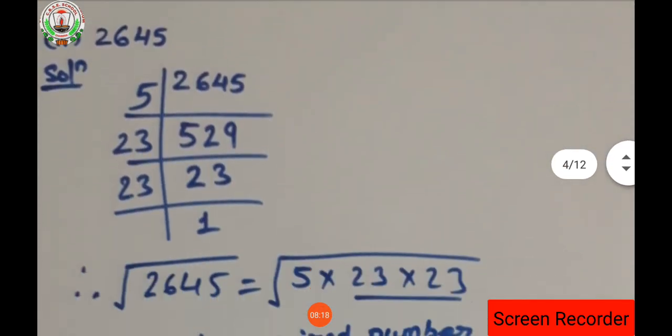So in the same way you have to see the fourth part. So what is the fourth part we are having? 2645. So 2645 is a number for which we have to find the smallest whole number to make it a perfect square. So first what do we have to do? We have to find the factors of the number. You people very well know how to find the factors. So 5, first it goes in the table of 5. 529. 529 goes in the table of 23. How many times? 23. And again 23 comes in the table of 23 one time.